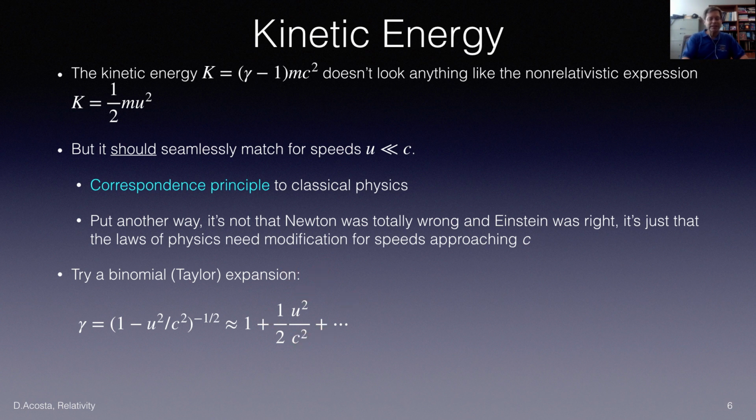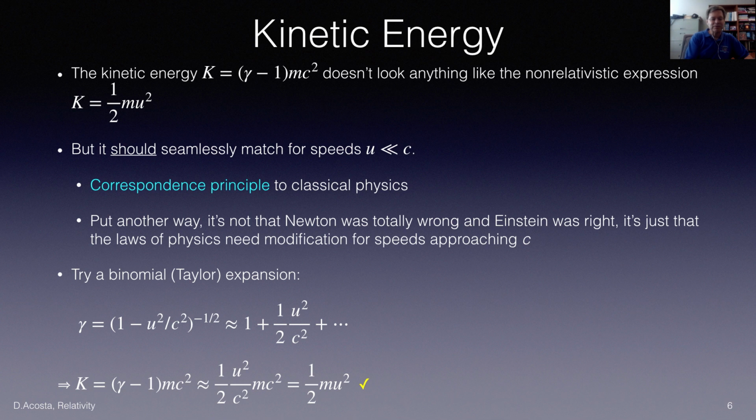And let's plug that into our expression for the kinetic energy. Kinetic energy in relativity was gamma minus 1 mc squared. So that's gamma minus 1 means I subtract the 1 off, and I have just 1/2 u squared over c squared times mc squared. The c squareds cancel, right? I just have 1/2 mu squared. Aha! There it is. They do match.